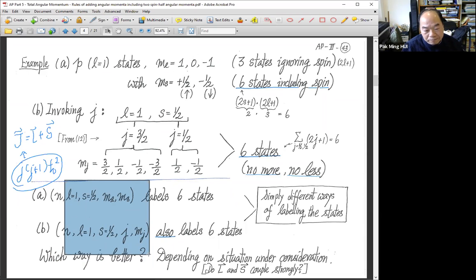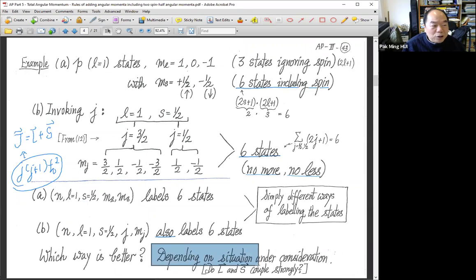Do the same thing. But if S and L are going to be coupled in the Hamiltonian, then you have no choice but to invoke the total angular momentum. So a logical answer to which one is better is: it depends on the situation, depends on the physical context, depends on the problem you have in hand, all right? Be logical when you study science, in particular physics.